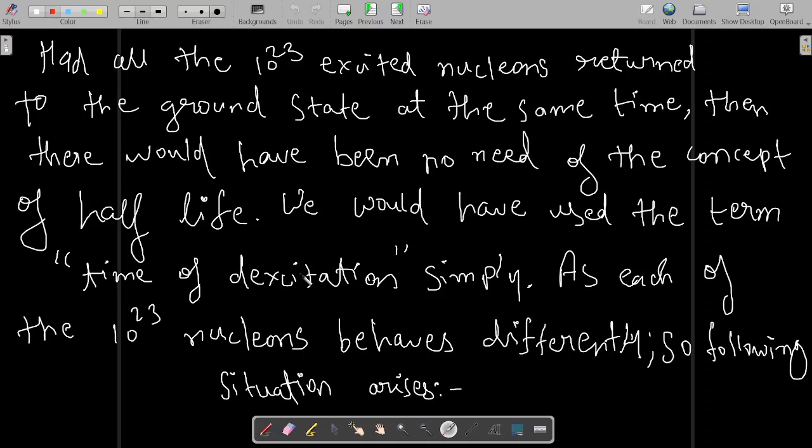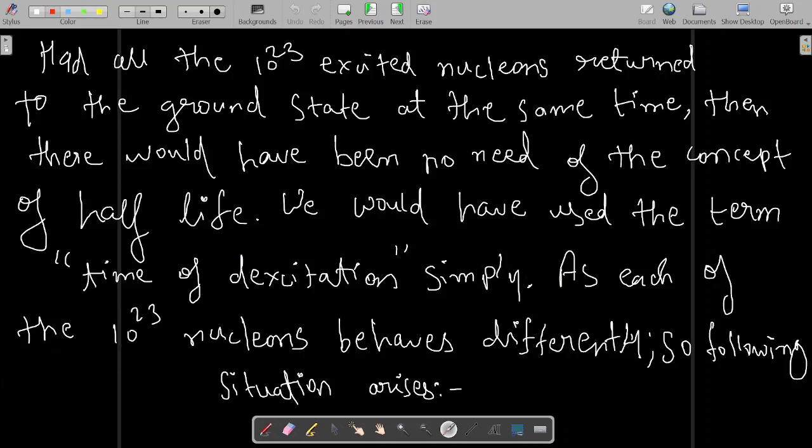So 0.5 second means sharply 0.5 second. They return to the ground state after 0.5 seconds sharply. So that is how the time of de-excitation concept would have been used. We would have used the term time of de-excitation simply in that particular case.